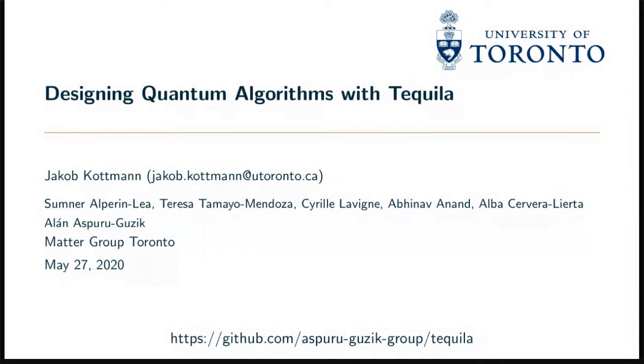I'm going to tell you a little bit about an open source software package called Tequila, which we develop within the Aspuru-Guzik group, and which is meant to be an open source development tool for new quantum algorithms. If you have a new idea for a quantum algorithm, it will help you realize that idea in a fast way, which is not too slow.